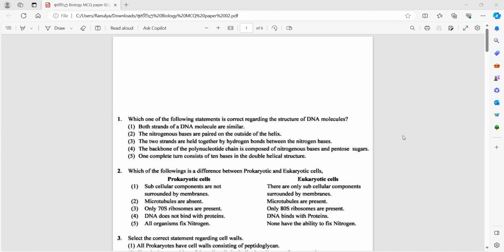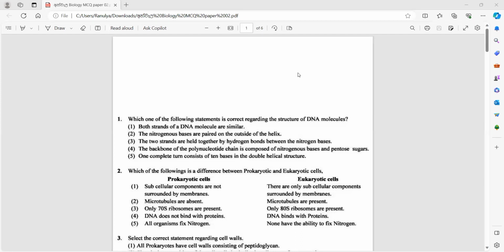The two strands are held together by hydrogen bonds between the nitrogenous bases, right? Always a purine base pairs with the specific pyrimidine base. Here, adenine pairs with thymine by 2 hydrogen bonds, whereas guanine pairs with cytosine with 3 hydrogen bonds. So for the first question, the answer should be the third answer.